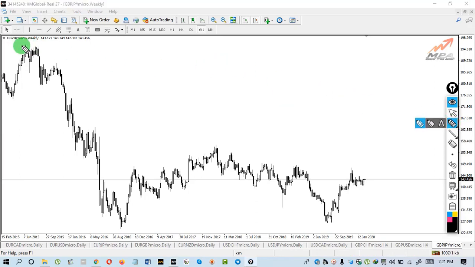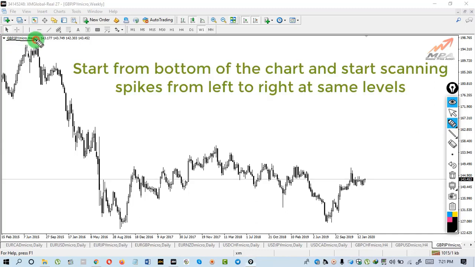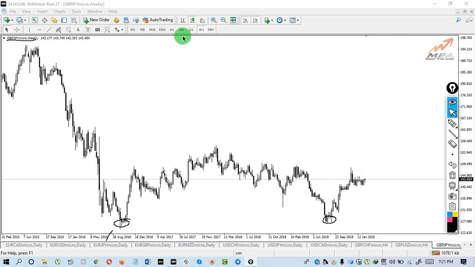You can see I am on the weekly time frame, and GBP JPY is the pair. First of all, you need to look where market taps multiple times. Start from the bottom. At the bottom we have a spike here. At the same level we have a spike here. So draw this level like I am going to draw.